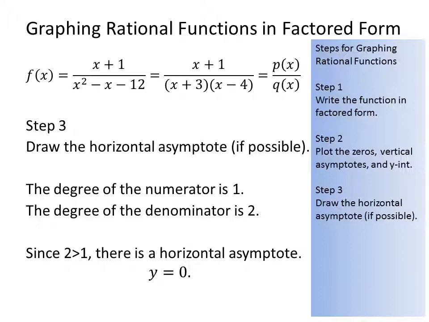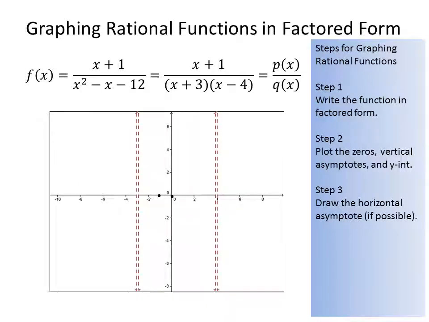Now we need to find the horizontal asymptote. In this case, the degree of the numerator is 1 and the degree of the denominator is 2. Since the degree of the denominator is bigger than the degree of the numerator, we see that there is a horizontal asymptote of y equals 0. That means that the horizontal asymptote will be the x-axis. And this is where the graph will approach as it gets towards infinity and -infinity.